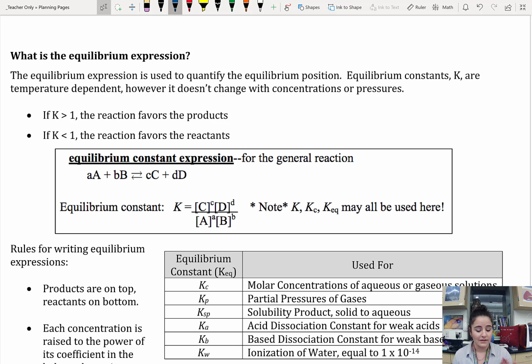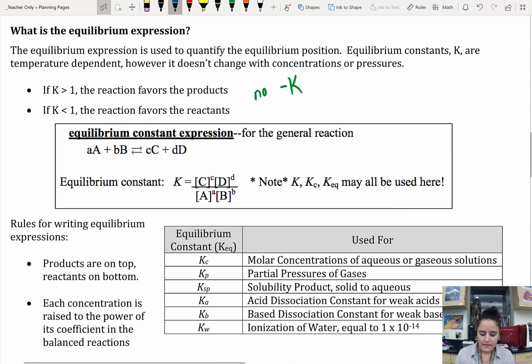But there are some things that we definitely know. If K is greater than 1, that means that the reaction favors the products. Then if it's less than 1, it favors the reactants. You will not see negative K. There's never going to be a negative K value. It will always be a positive number, because K is really a ratio.